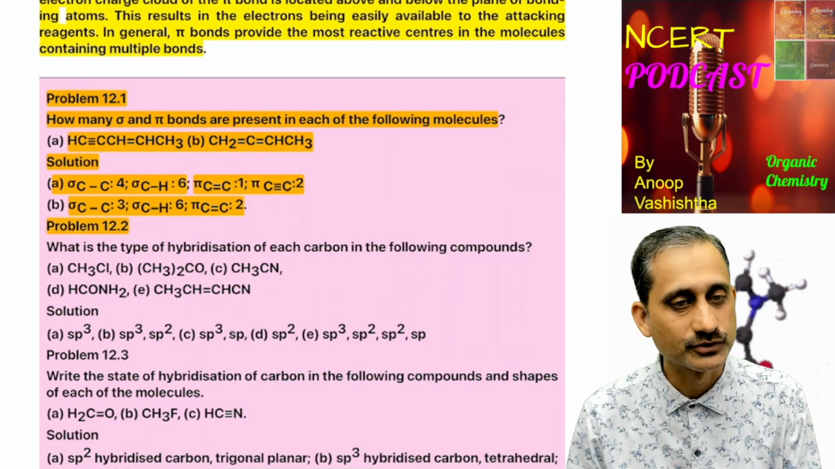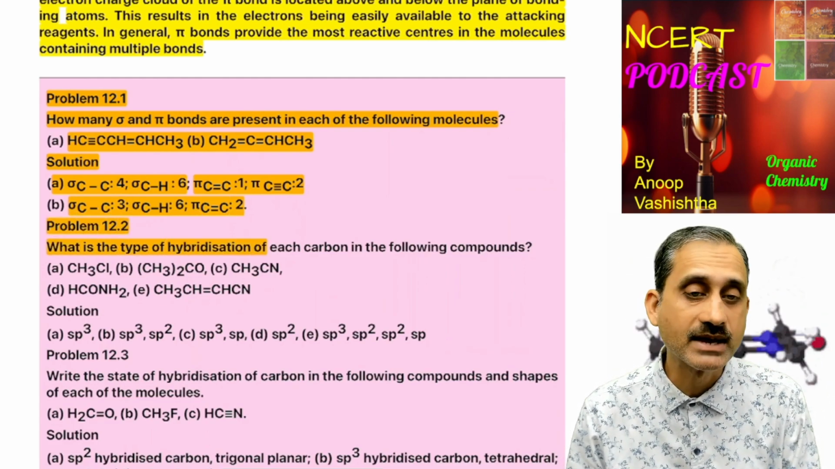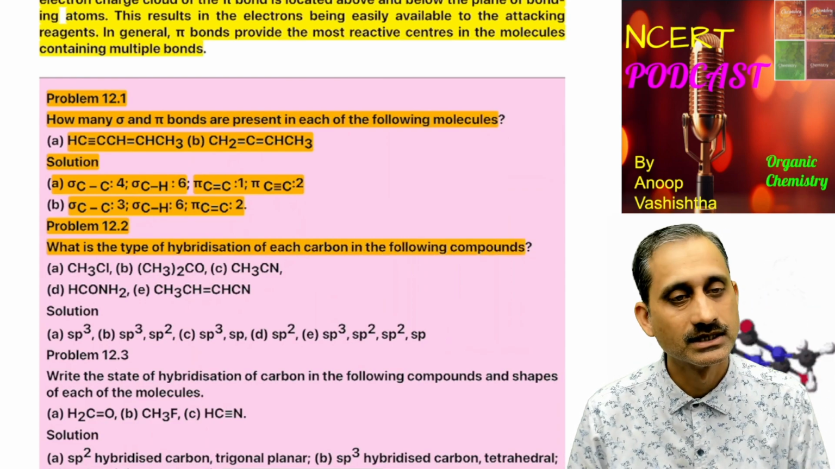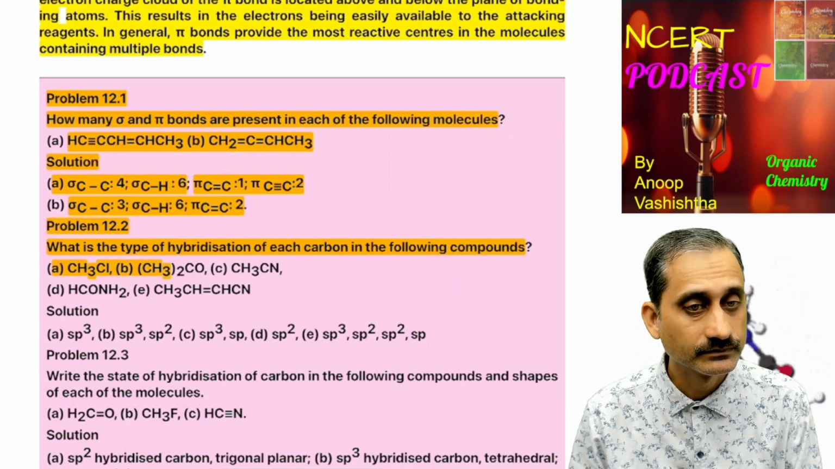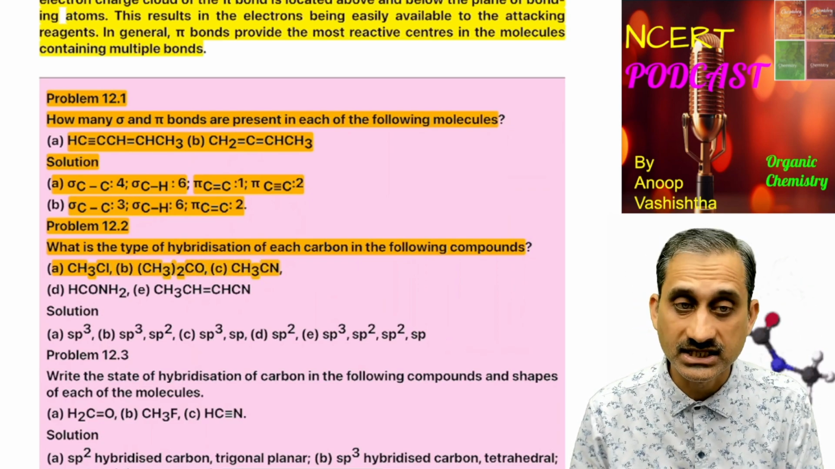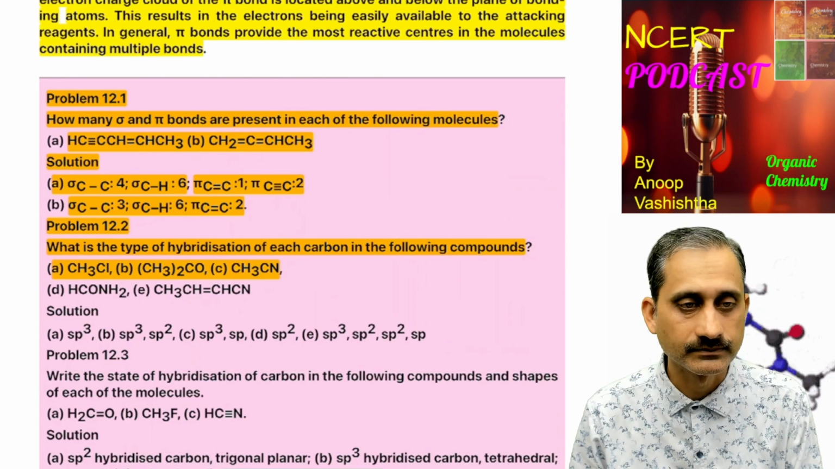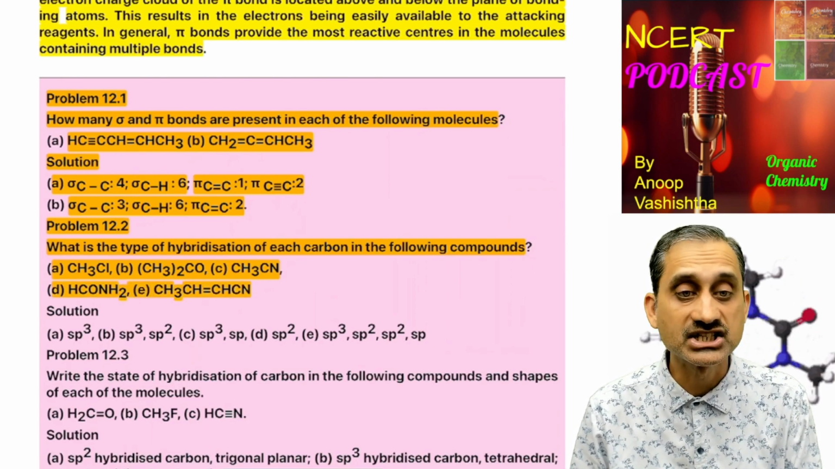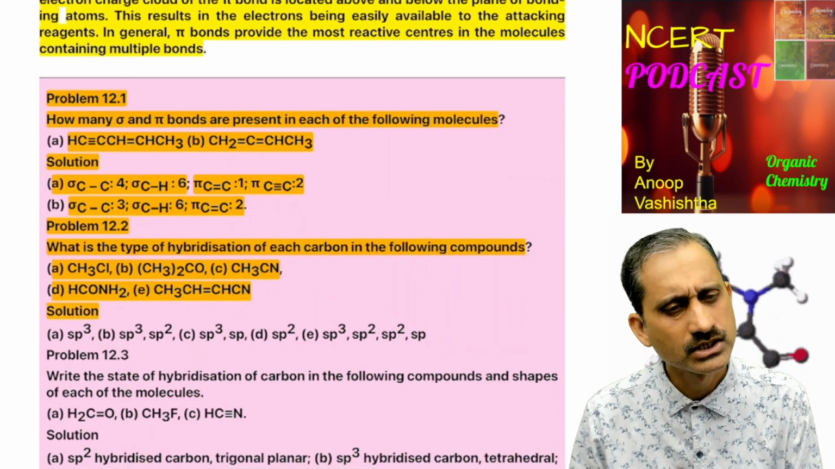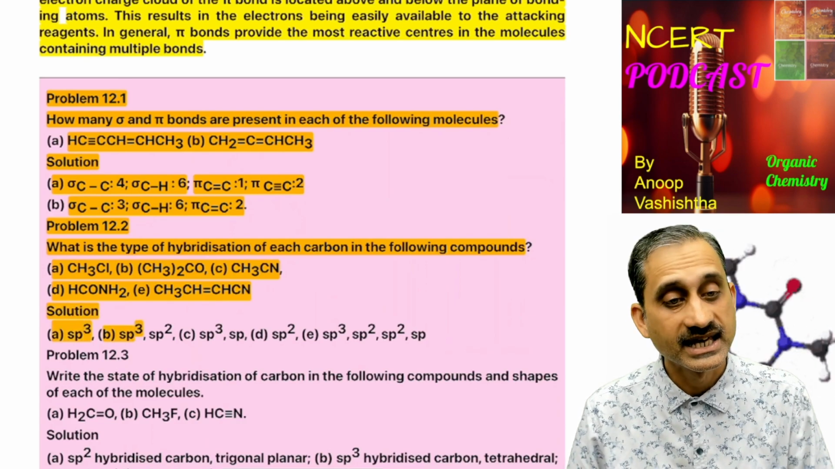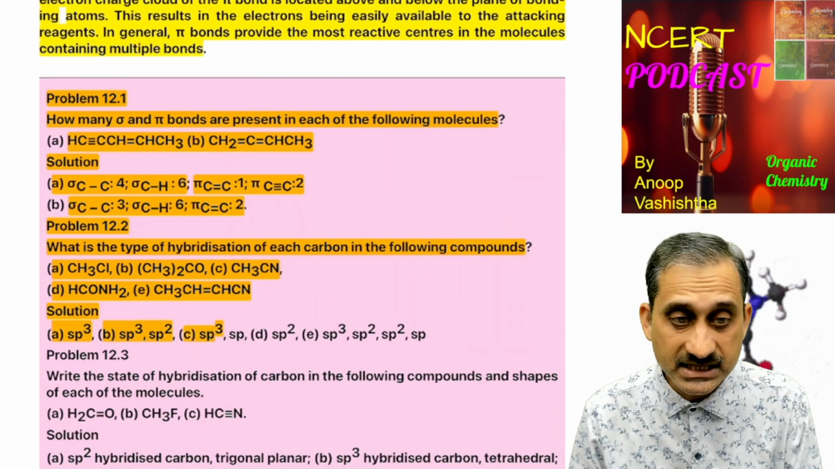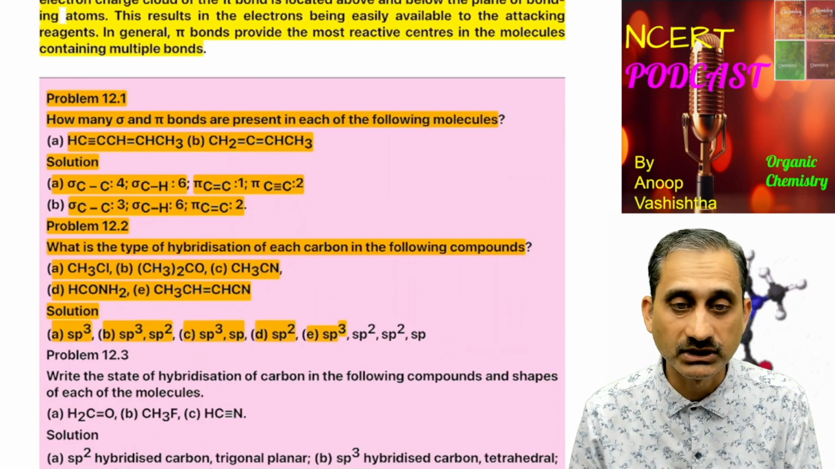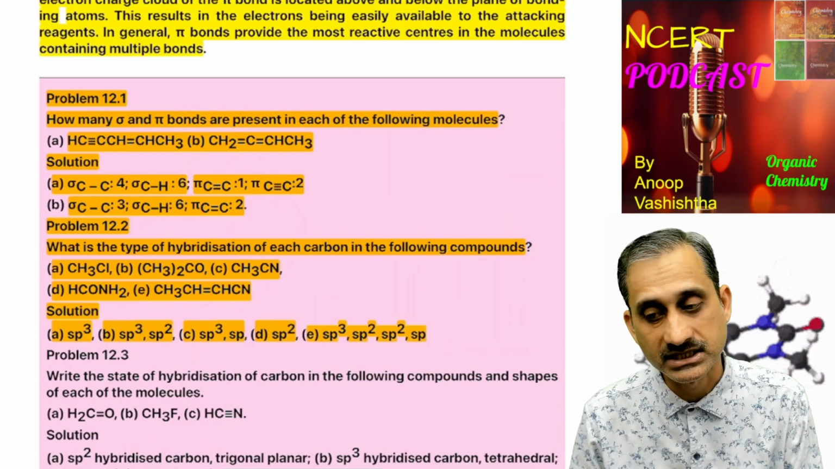Problem 12.2. What is the type of hybridization of each carbon in the following compounds? A. CH3Cl, B. (CH3)2CO, C. CH3CN, D. HCONH2, E. CH3CH=CHCN. Solution. A. sp3, B. sp3, sp2, sp3, C. sp3, sp, D. sp2, E. sp3, sp2, sp2, sp2, sp.